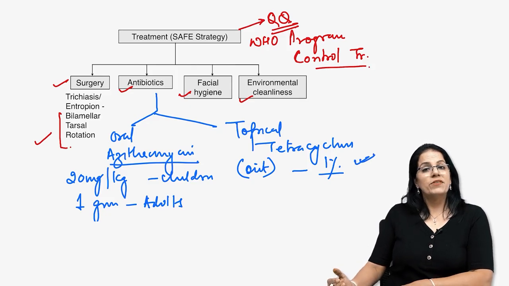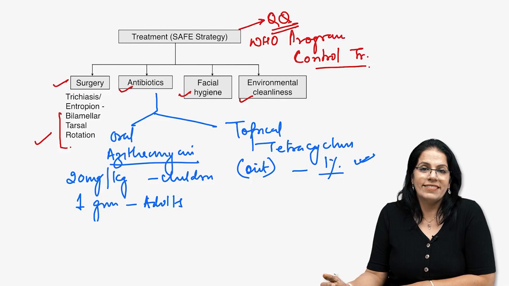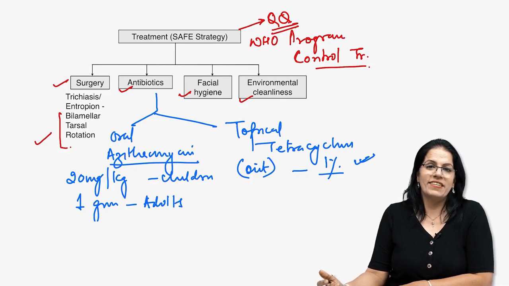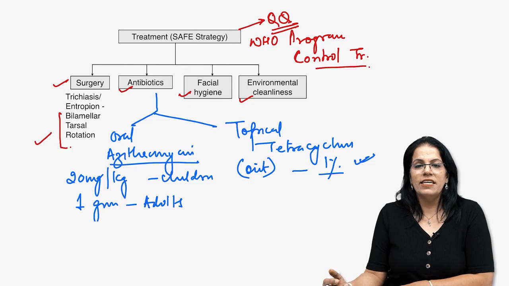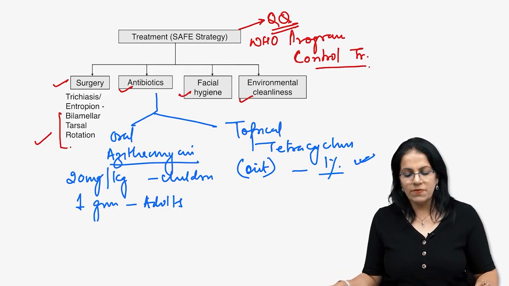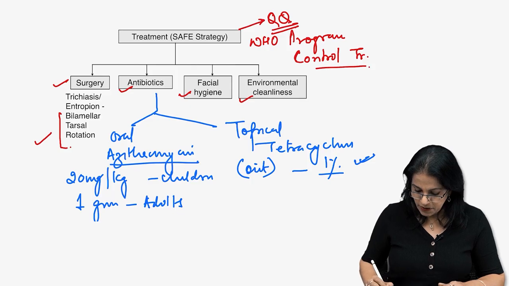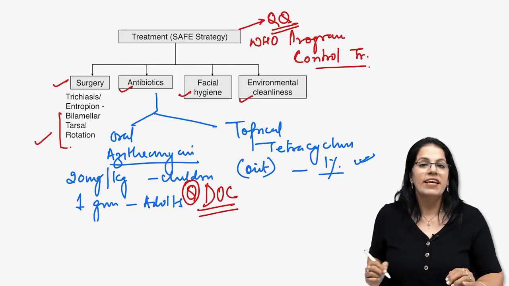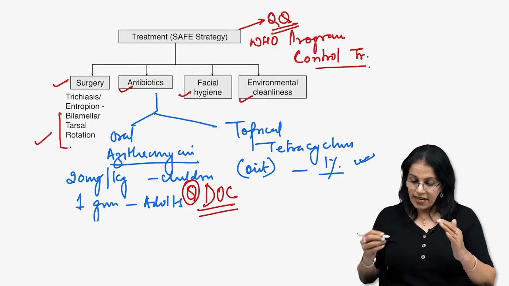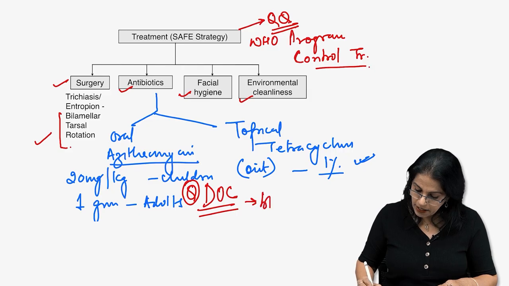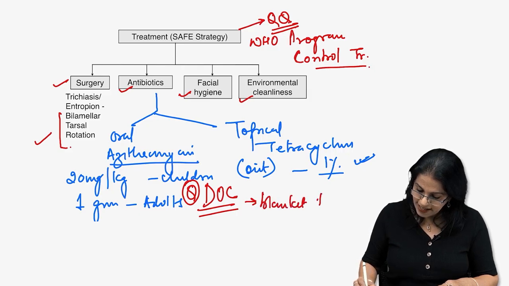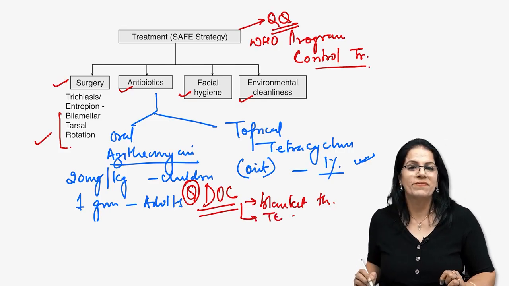And thirdly, of course, tetracycline has its own disadvantages. You all know the side effects, just revise it: staining of teeth, impairment of growth and so on. So, that's why we will prefer azithromycin as the drug of choice. So many times they have asked for treatment, for prevention, it's always azithromycin. If they ask you drug of choice for blanket therapy, again it is azithromycin. In SAFE strategy and treatment, again it is azithromycin, right?